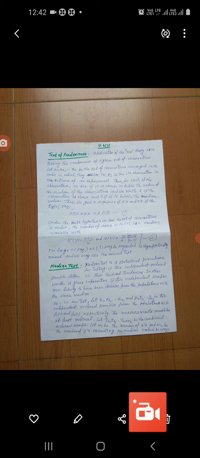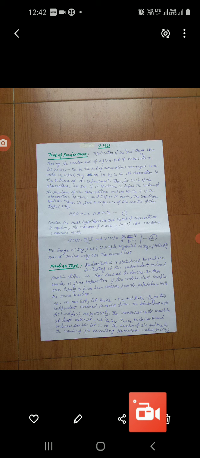Now if n is large, say if n is greater than 25, then U, that is the number of runs, may be regarded as asymptotically normally distributed. Now we may use the normal test. This is about the test of randomness, and this is very simple. Prepare this topic.